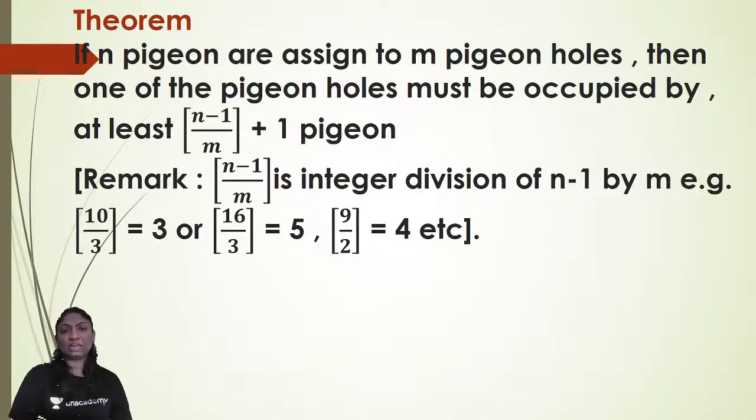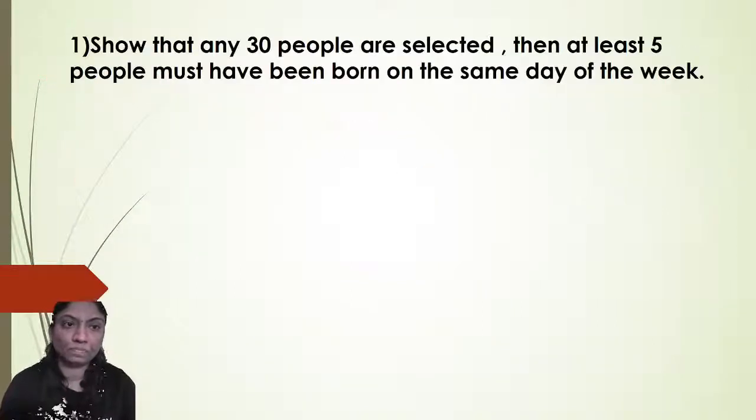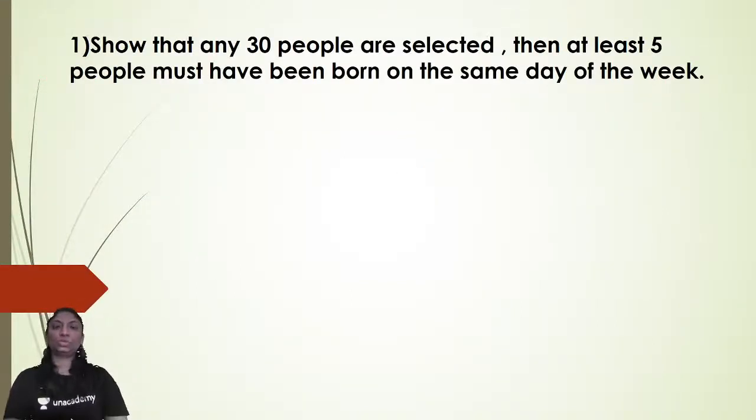So here we can write the remark. (n minus 1) by m is an integer division of (n minus 1) by m. For example, the integral part of 10 by 3 is 3. We cannot write 3 point something here. We will take only the integral part. 16 by 3, the integral part is 5. 9 by 2, the integral part is 4. Okay. So we will take this. Now see here. Show that there are 30 people.